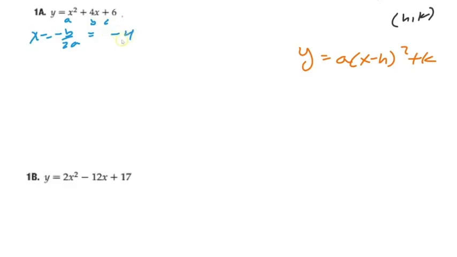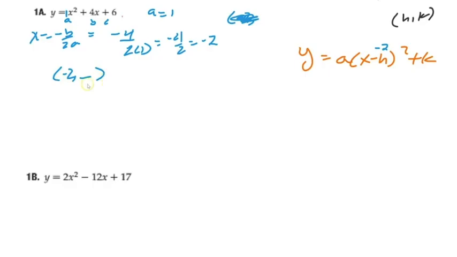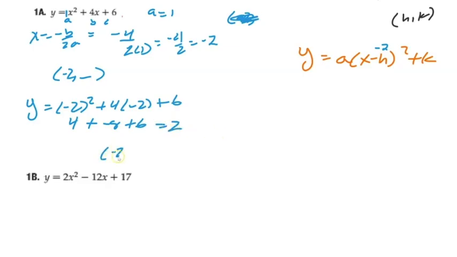B is 4, so negative 4 over 2a. A is the number in front, so a is 1. Keep that in mind. 2 times 1. I get negative 4 over 2, which is negative 2. My x value is negative 2. If I want to find the y value of the vertex, I plug that into the equation. Y equals negative 2 squared plus 4 times negative 2 plus 6. This is 4 plus negative 8 plus 6. 10 minus 8 is 2. Negative 2 and 2 is my vertex.